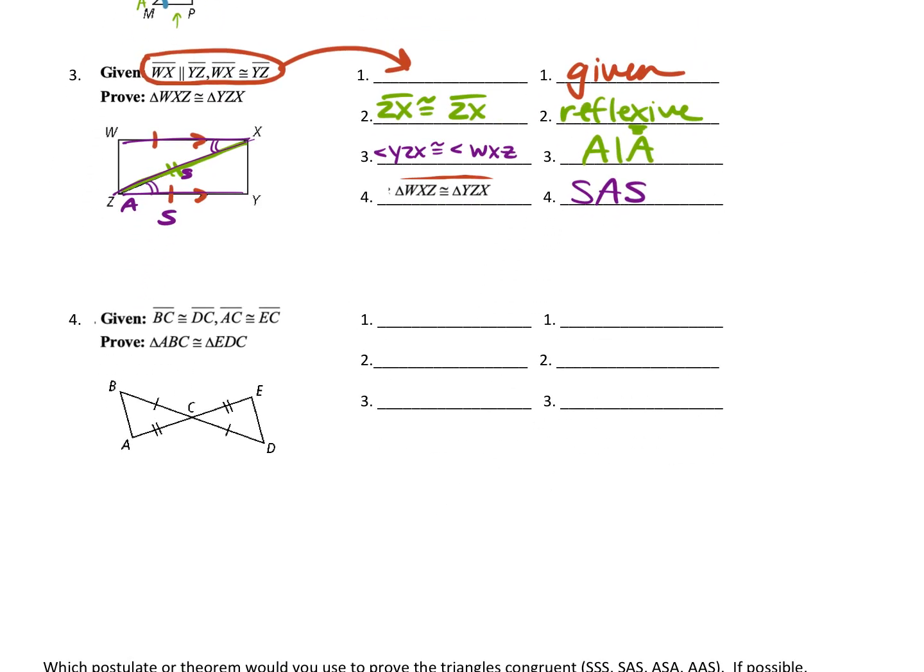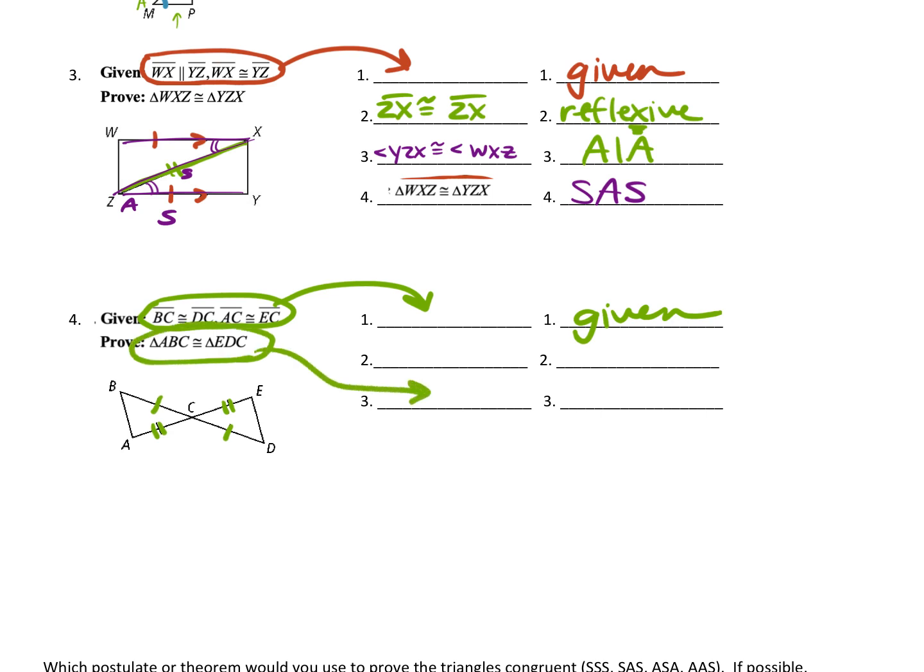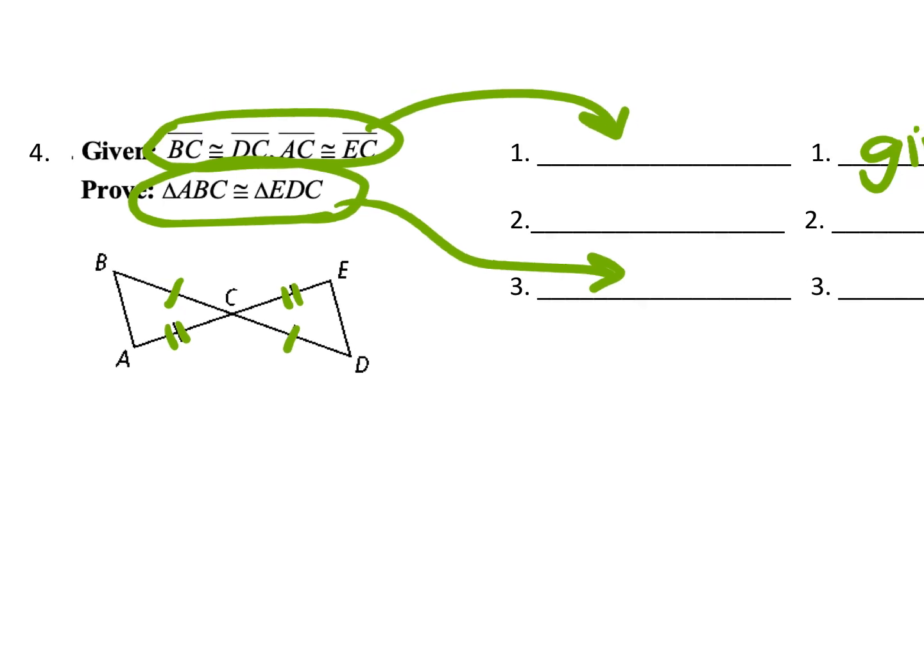All right. Last proof here. You're given this information, okay? And that's all marked for you. Remember, if it is marked, it is given, okay? So your markings are your given. What they asked you to prove goes in that last spot. How are we going to get there? What do you see in this picture? What else do we know?